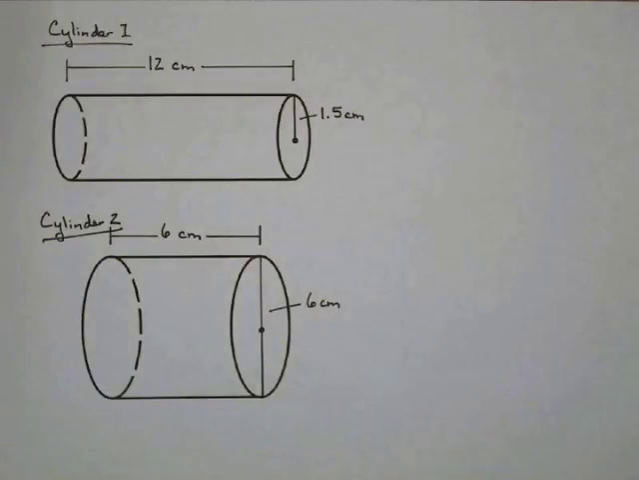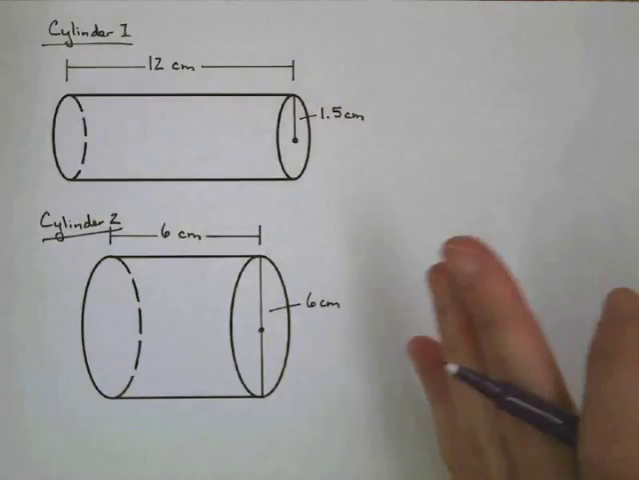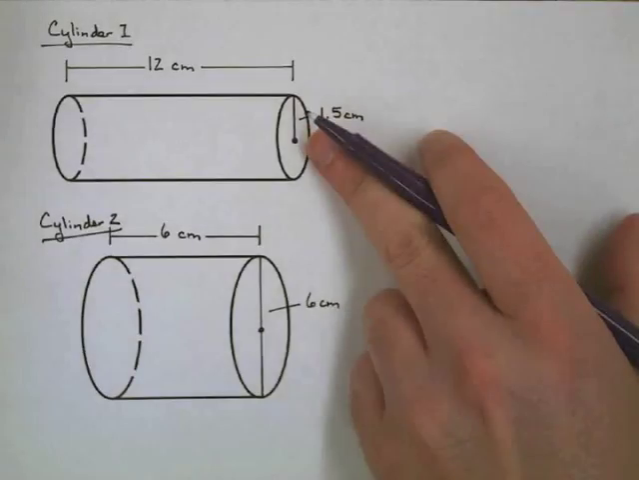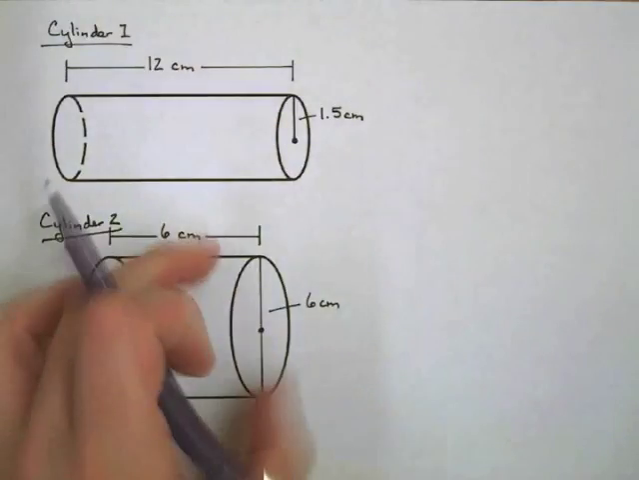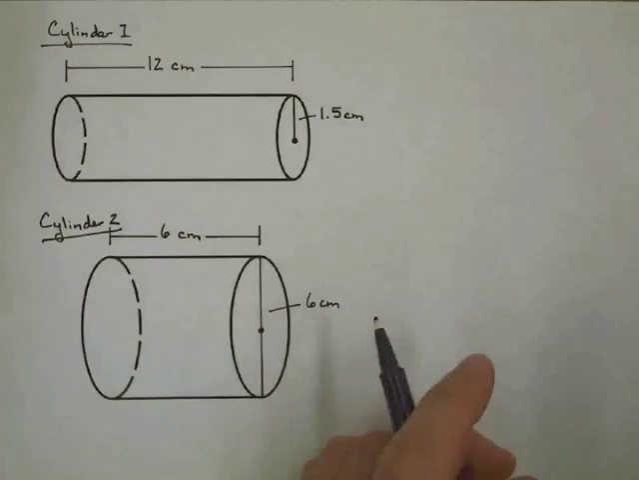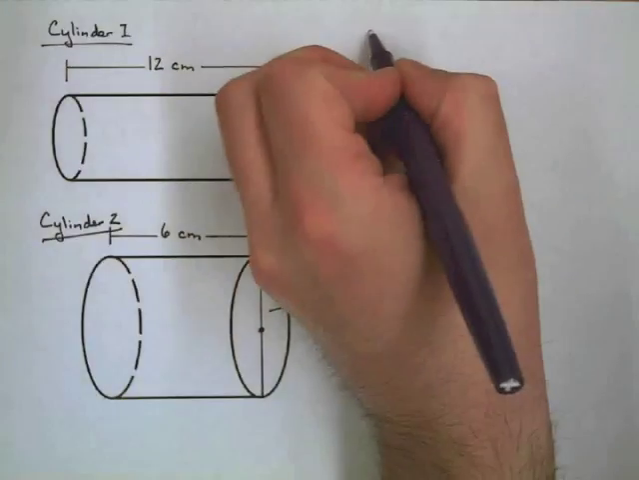Lesson 10-8, Example 3. Our objective, learning to find the volumes of cylinders. And here we have two cylinders, and I want to find out which one has a greater volume. Does this one have a greater volume, longer but narrower, or this one a little wider but shorter? Which one has a greater volume? So I need to find out the volume of cylinder 1 and 2.